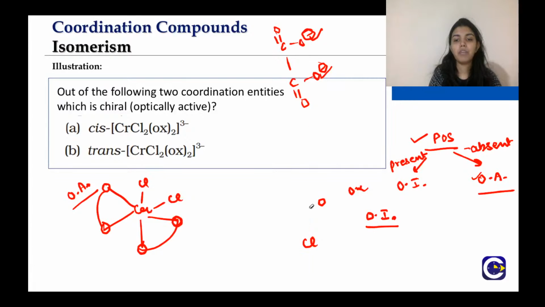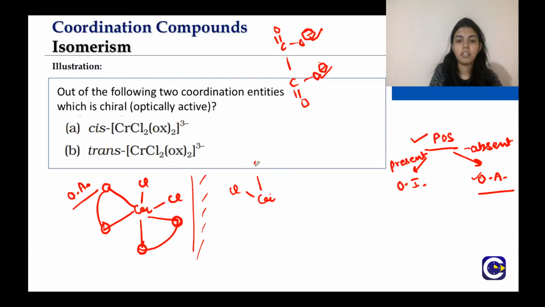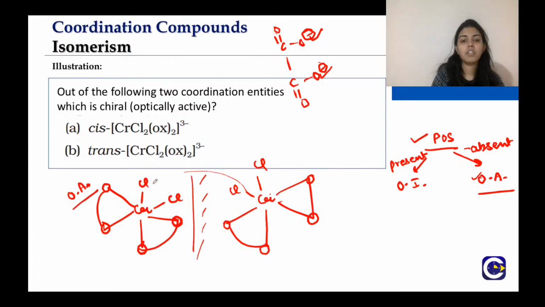You can find out using the mirror technique also, right? For example, you draw the mirror image of this. This will come out to be what? Cl here, Cl here, then here, then this one will be here. Now this is not superimposable on this. See, Cl will come here, right? It should come here rather. So this is optically active.